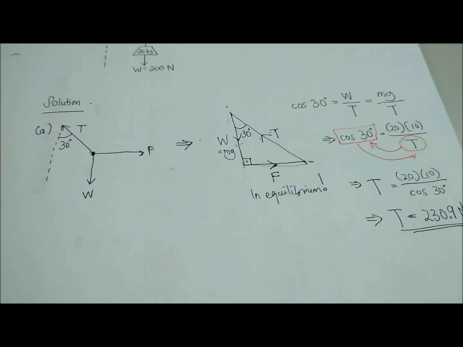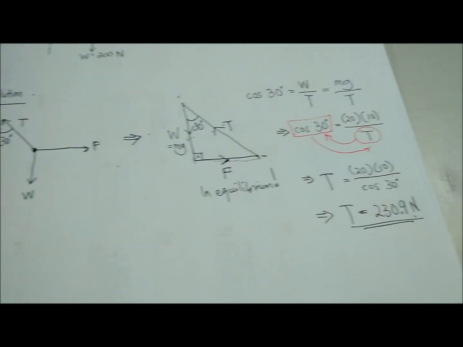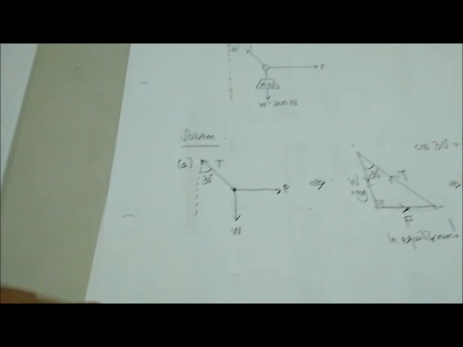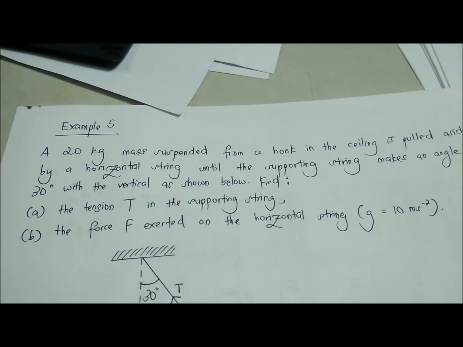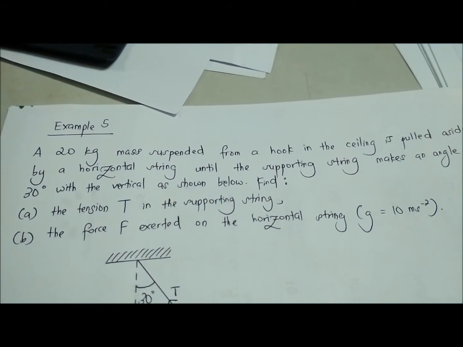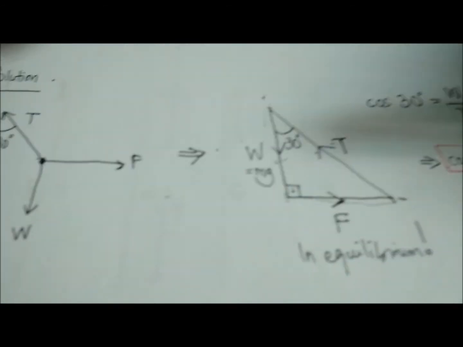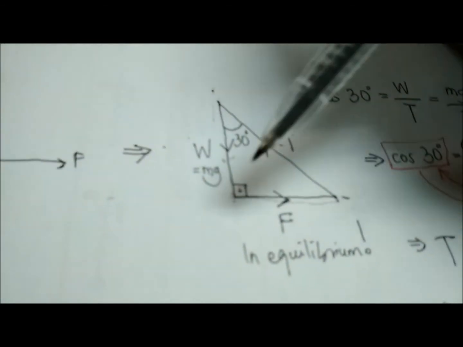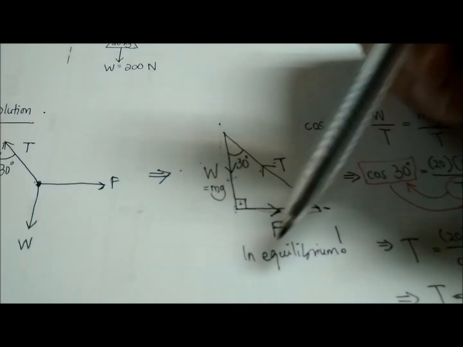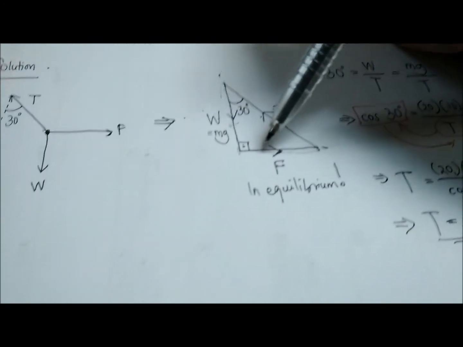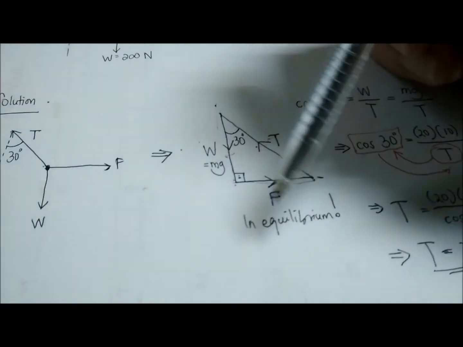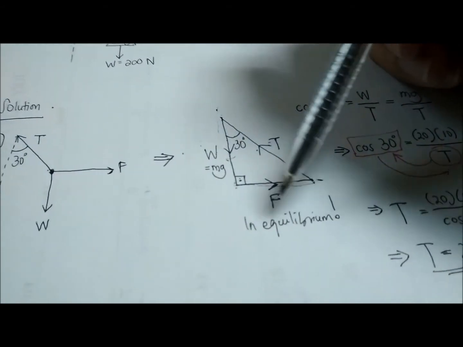So that is the answer for question A. So next, question B. Find the force F exerted on the horizontal string. Okay, F is this. So just now we already formed a closed triangle, right? Closed triangle. So now to find F, what do you think? What method can we use to find F?